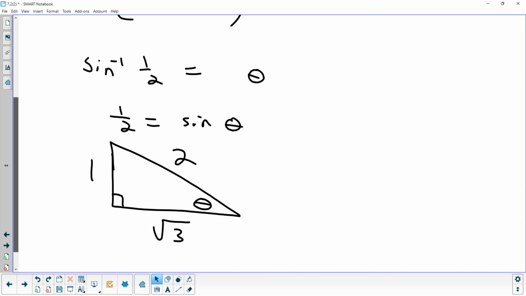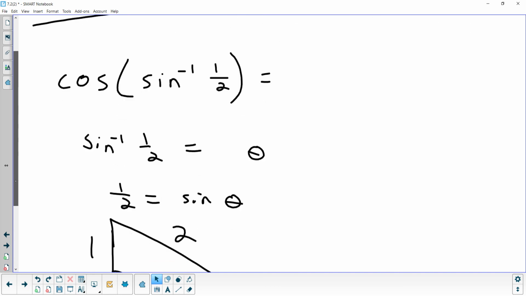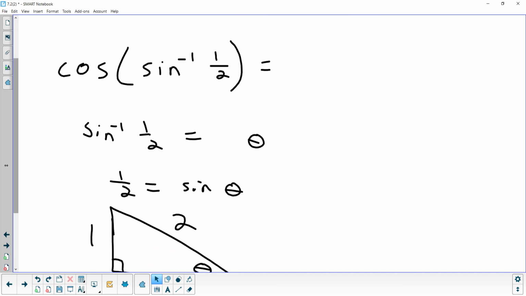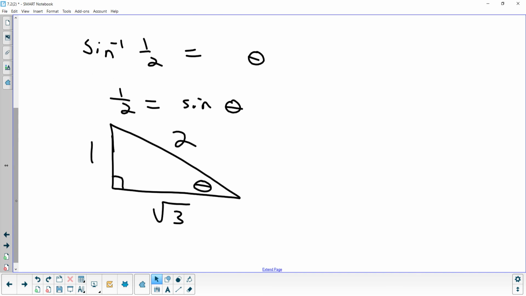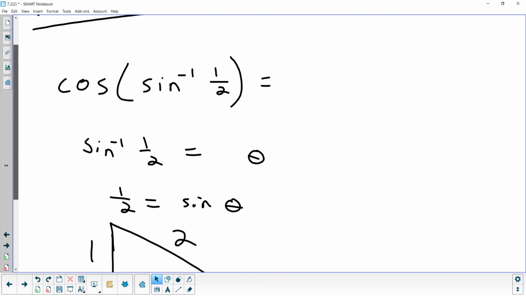And we're good. And you should actually recognize that as a special right triangle. That's from the homework. 1, 2, square root of 3. So if you recognize that, at this point, you almost know the answer. But let's just finish it off. So they want the cosine of the diagram. What's the cosine in this case? Square root of 3 over 2. And that's your final answer.